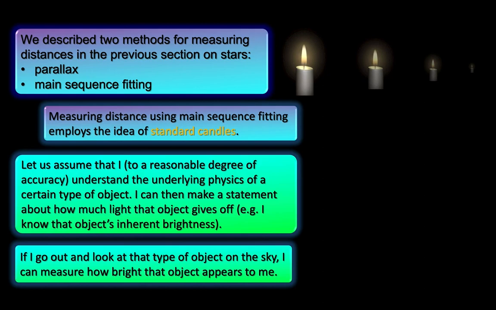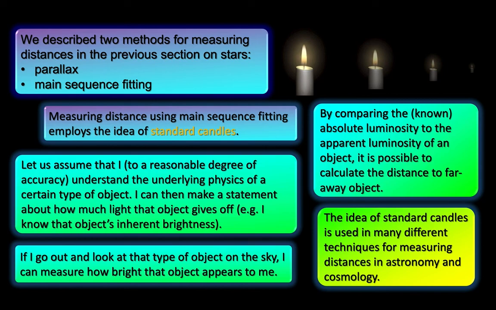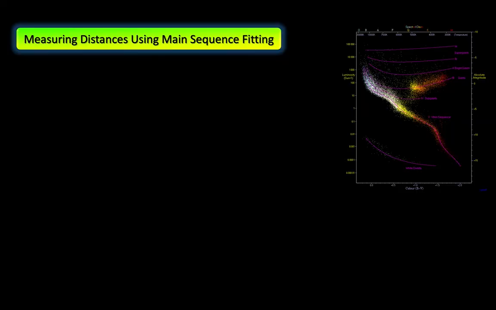If I go out and I look at one of those objects, I could measure how bright that object appears. Now, if I know how bright that object appears, and if I know how bright that object really is, I could compare the apparent brightness to the absolute brightness and calculate the distance to the object. Obviously, if the object looks dimmer, it's going to be further away. And this is the idea of standard candles. The idea of using standard candles is going to come up again and again in many different techniques for measuring distances in astronomy and cosmology. We already talked about standard candles when we discussed main sequence fitting.